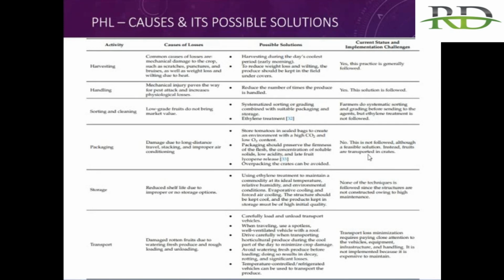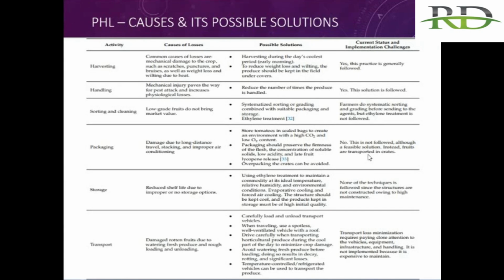Ethylene treatment. Farmers do systematic sorting and grading before sending to the agents, but ethylene treatment is not followed. This is the reality. Farmers do not have such facilities to do it at once in their field conditions. Packaging: damage due to long distance travel, stacking, and improper air conditioning.